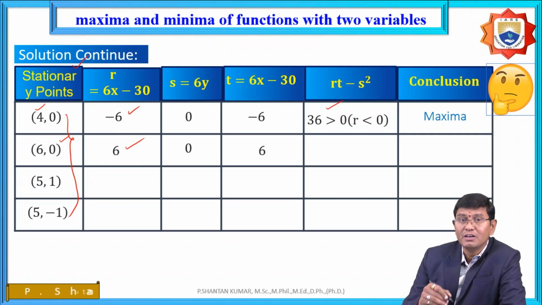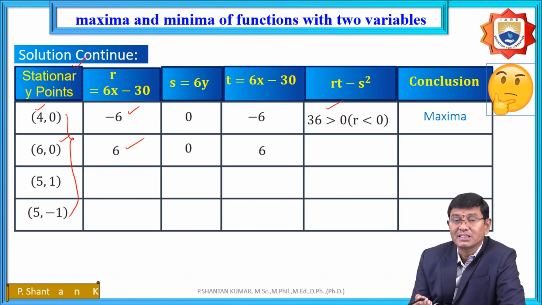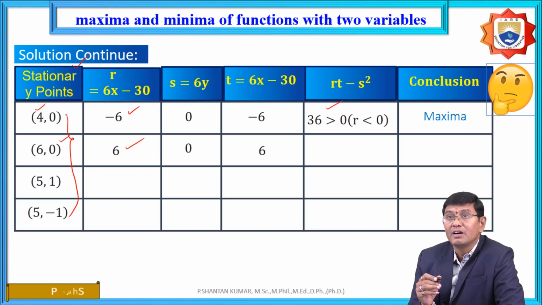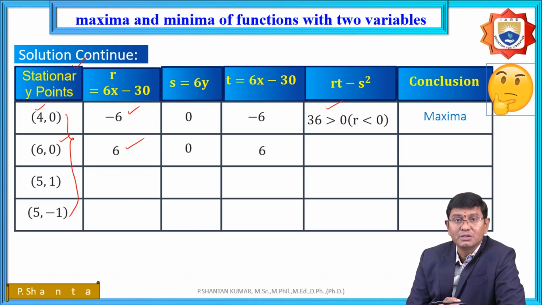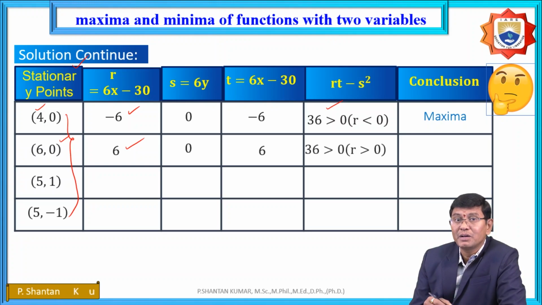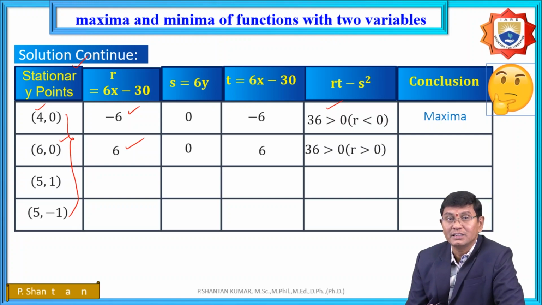And now we need to observe here that rt minus s square is 6 into 6, which is 36, and minus s square, whose value is 0. That means 36 minus 0 is 36. Therefore, it is also greater than 0. And again we need to observe rt minus s square and moreover the value of r. But here in this case, r is greater than 0.